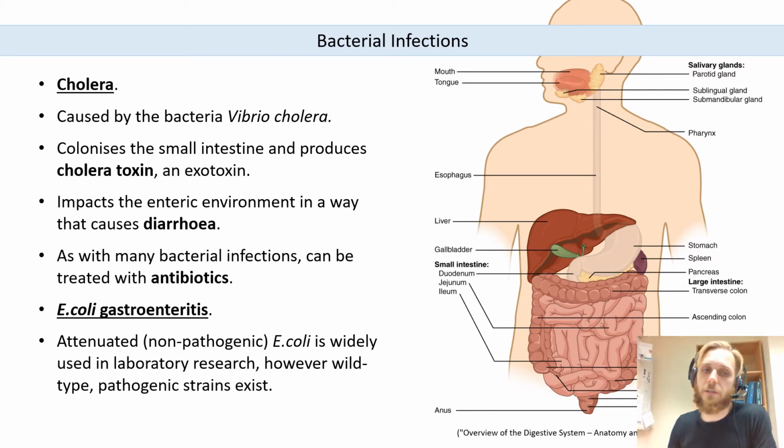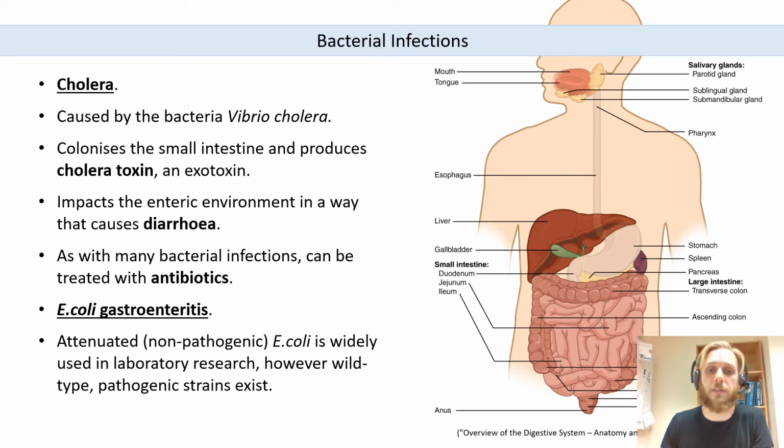E. coli gastroenteritis, very similar. You get E. coli colonization of the lower GI tract. By GI tract, I'm talking about the gastrointestinal tract. So mouth, throat, stomach, intestines. When we're saying lower GI tract, we're talking about the intestines. A lot of microorganisms that cause diarrhea will be colonizing the lower GI tract.